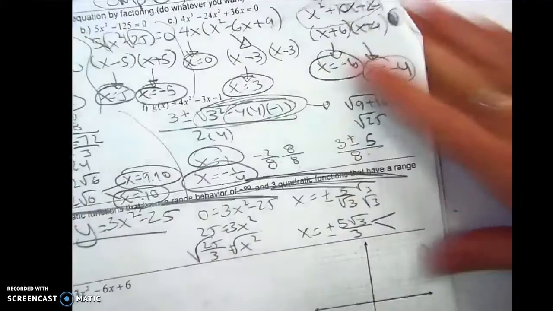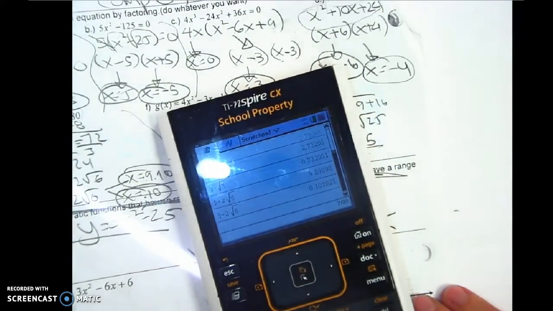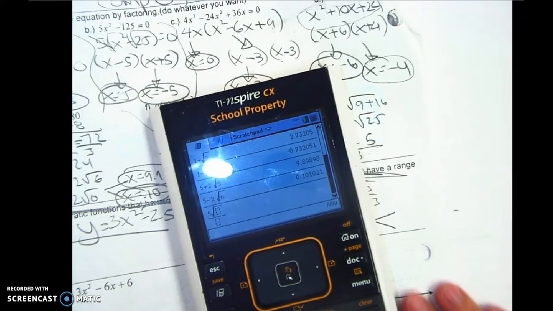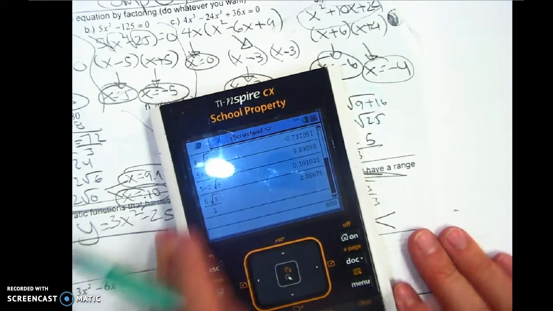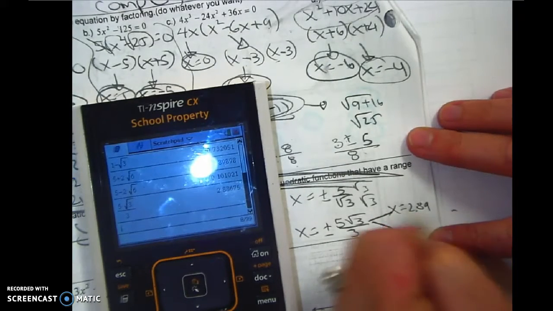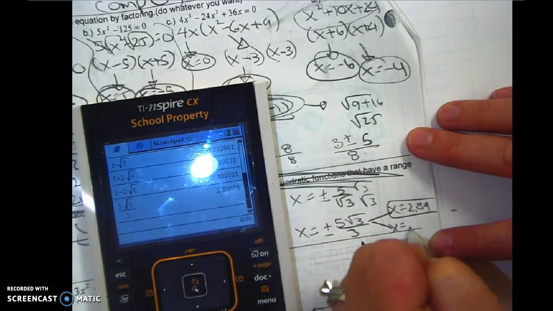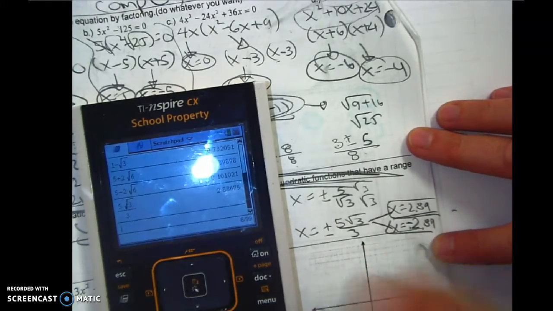I need the perfect answers. So I'm going to go on, calculate, control divide, 5 rad 3 over 3. Now if it's the same thing plus and minus, I just write 2.89 and negative 2.89. I can check this, but I'm just hoping I'm right now, just for time.